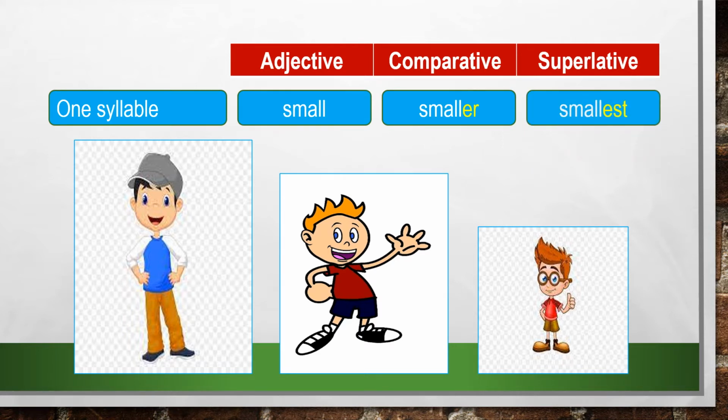Contohnya, perkataan small, kecil. Untuk jadi comparative, kita hanya tambah er menjadi smaller, lebih kecil. Dan untuk membentuk superlative, kita tambah est, dia akan jadi smallest, paling kecil.